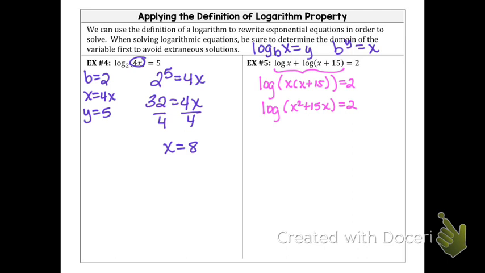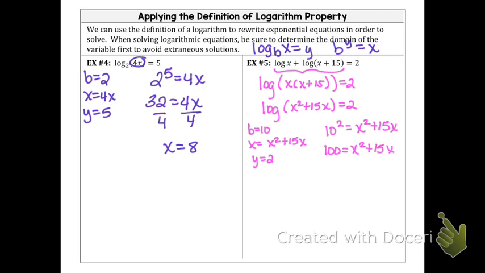So let's change it to exponential. So my base is 10, my x is x squared plus 15x, and my y is 2. So b to the y equals x. So 100 equals x squared plus 15x.